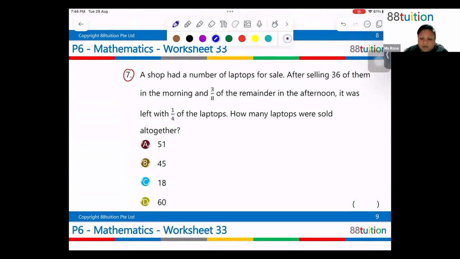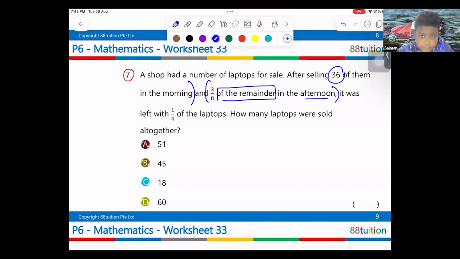So after selling 36 of them in the morning, and we have of the remainder in the afternoon. Okay, now, how will you do this question? How will you solve this question? Using model? Model. Okay. Now, this you can also use branching, by the way, if you are familiar with it.